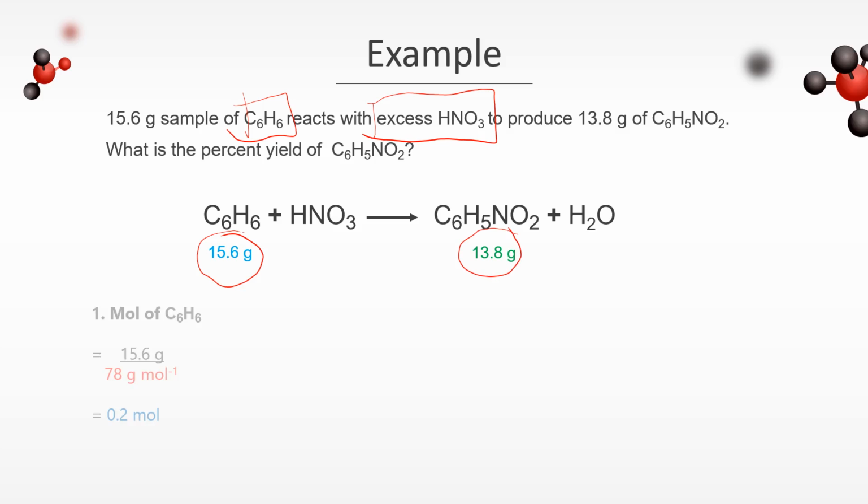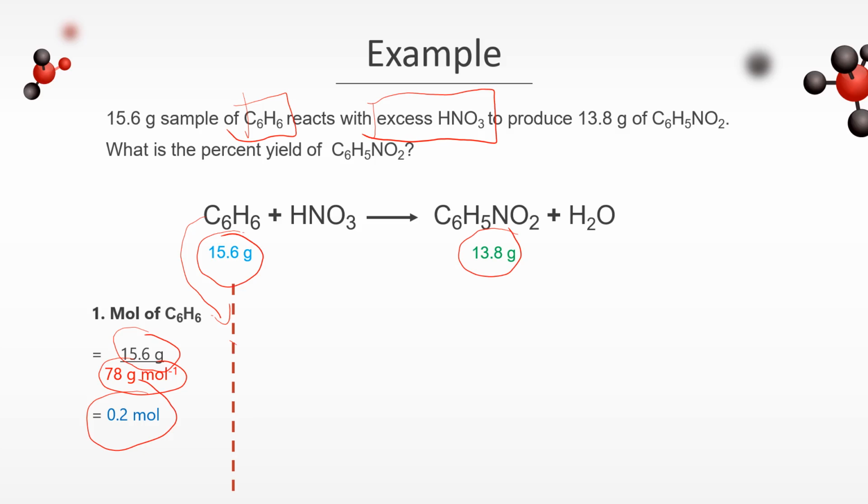What we need to do first is find the number of moles of C6H6. We already have the mass, so we have to divide the mass by the molar mass. How to find the molar mass? We get it from the formula: 6 times 12 for carbon plus 6 times 1 for hydrogen. So we get 78 gram per mole. So here we have the number of moles for C6H6 is 0.2 moles.